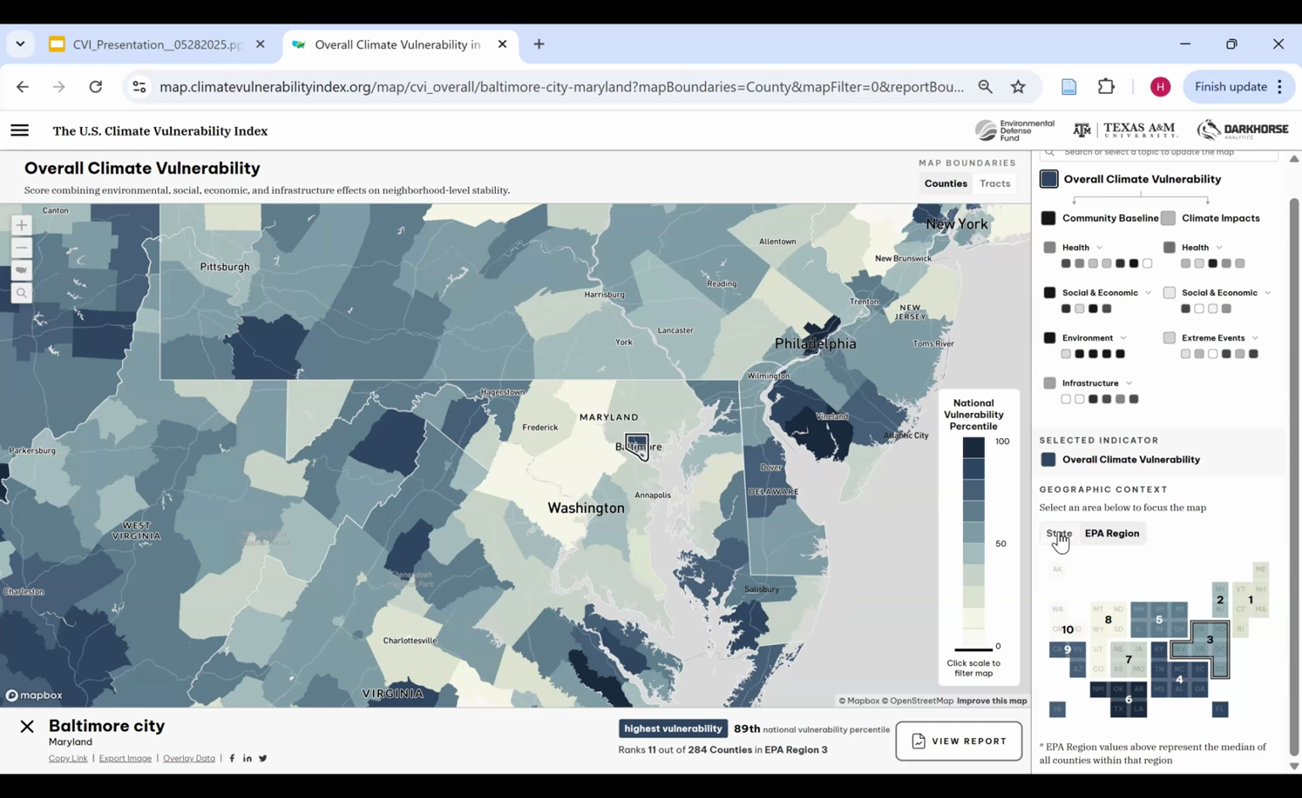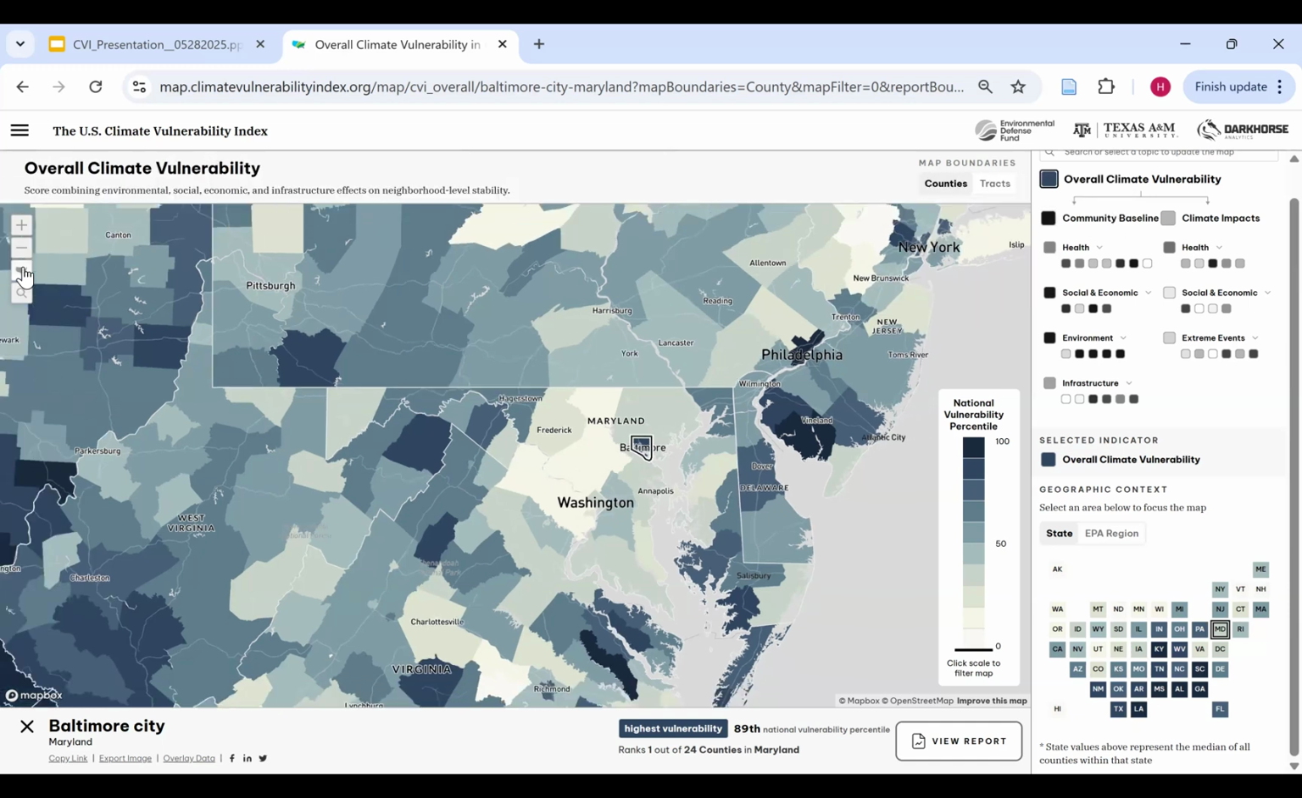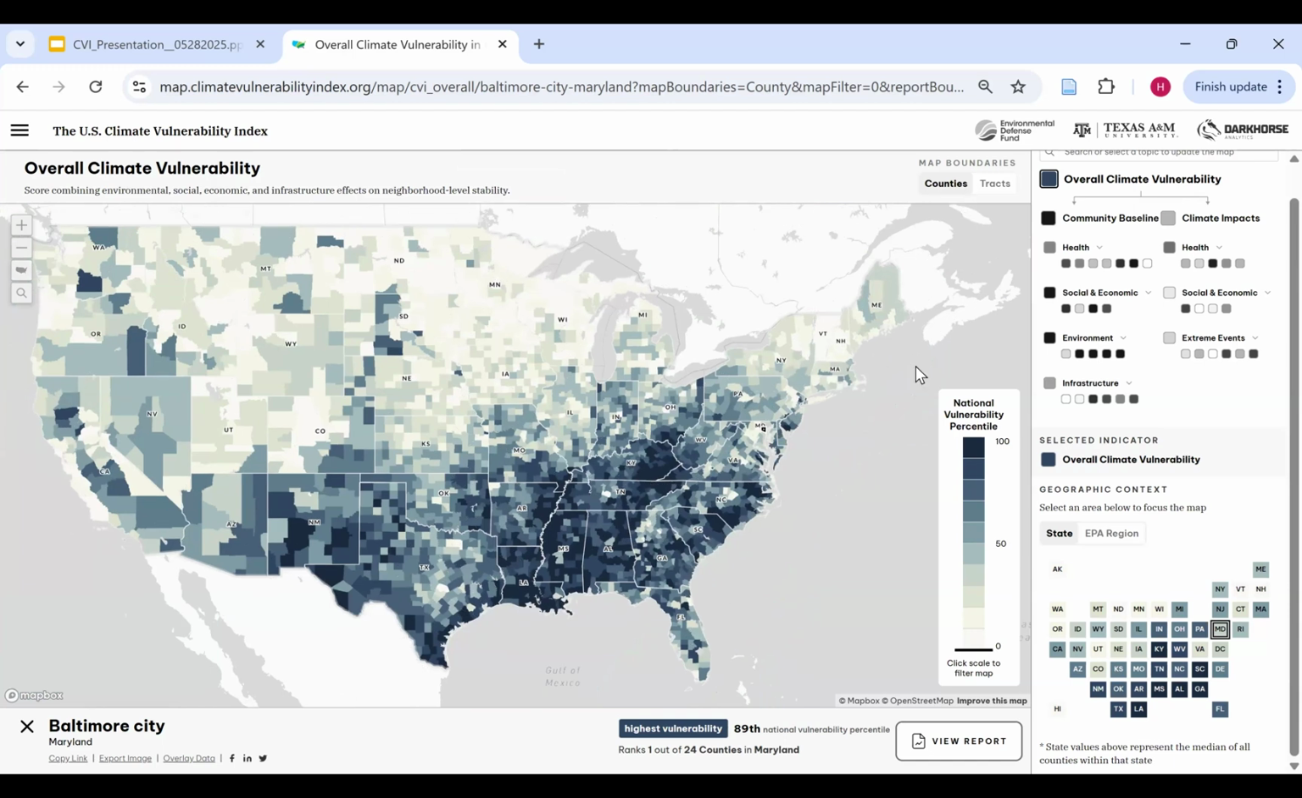Another thing is you can also see the states. As you can see, there are 51, including DC, and you can see the coloring. For example, 100 means bad and 0 means good. As you can see, the overall climate vulnerability in Louisiana, Mississippi, Alabama, Georgia, South Carolina, those areas are highly vulnerable compared to the other states.